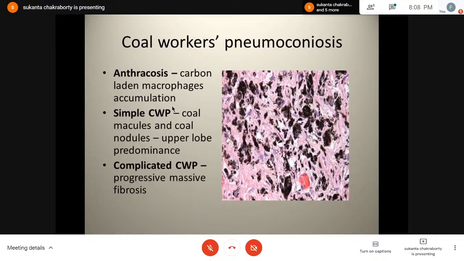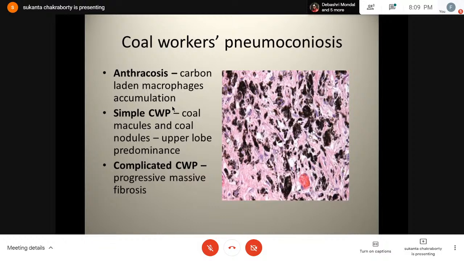The most important form of fibrotic pneumoconiosis is coal-worker pneumoconiosis. Its most benign or most indolent form is called anthracosis, in which we can see only carbon-laden macrophages accumulating in the lung parenchyma. Without being a coal worker, anthracosis can also be there in urban populations living in polluted areas as well as in smokers. As we can see in our patient population, any non-neoplastic lung biopsy shows carbon-laden macrophage accumulation to some extent.